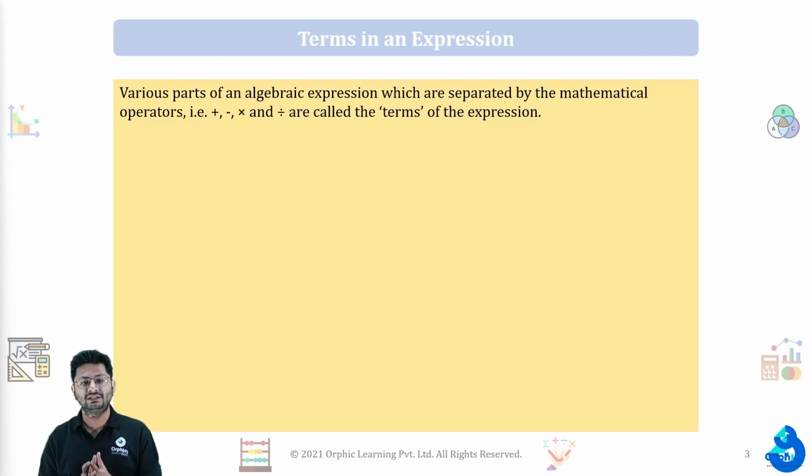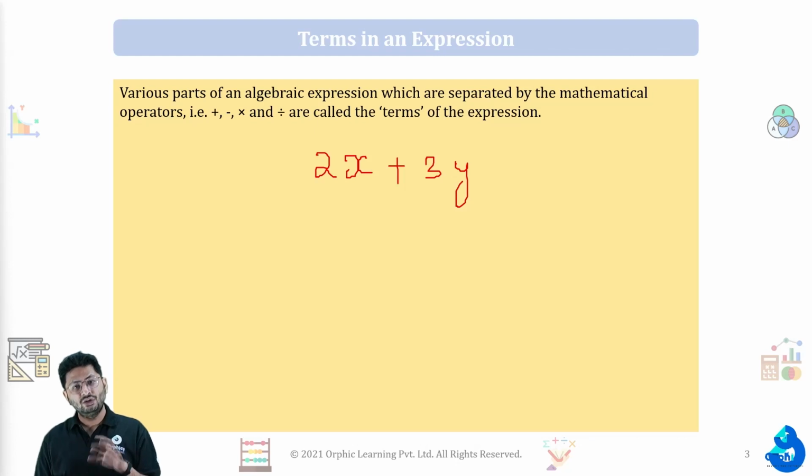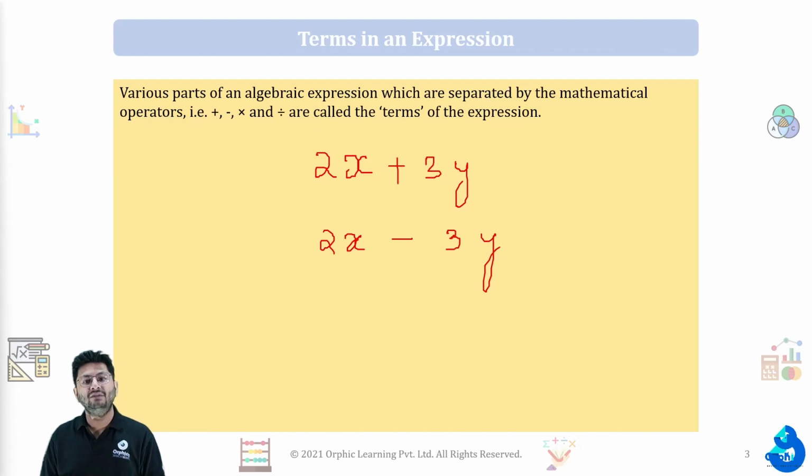So, what are the terms in an expression? Various parts of an algebraic expression which are separated by mathematical operators like positive and negative, or plus or minus. For example, let's write down an algebraic expression, let's say 2x plus 3y. In this we can say that 2x and 3y are two terms of the expression. These are two different terms because both are separated by a plus sign. Similarly, 2x minus 3y would be another expression with two variables involved.